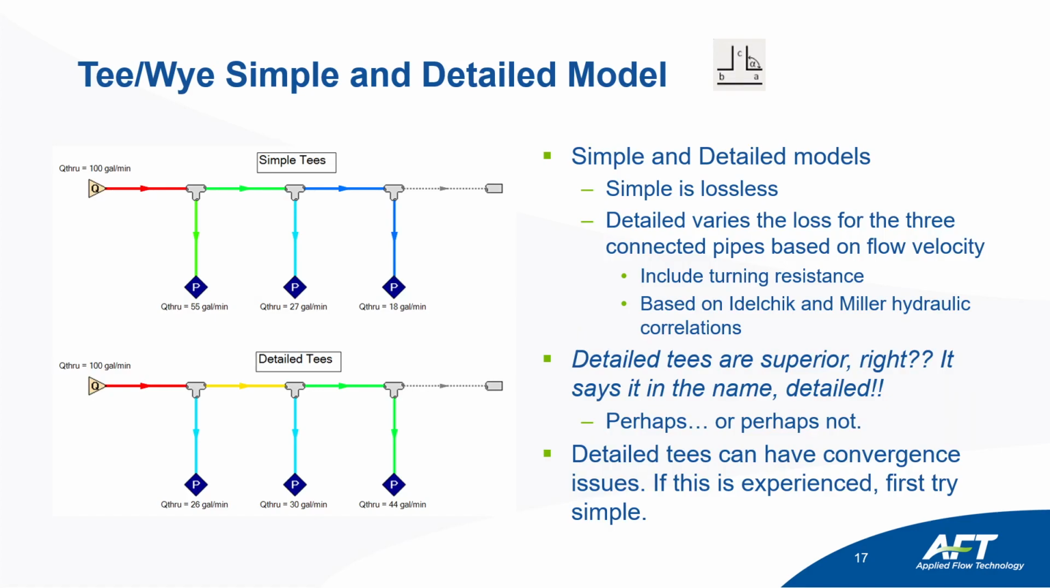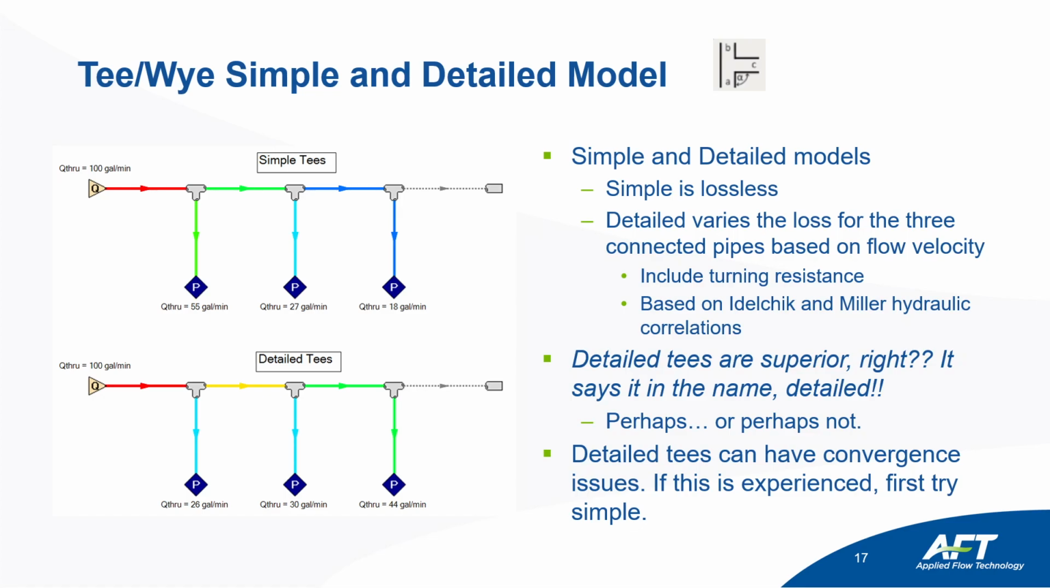Everyone's favorite, T-junctions. We have simple and detailed models, and they can tend to be quite wacky, shown by our little rotating T-junction here. We have a simple and a detailed model. Simple is going to be lossless. There is no hydraulic loss across it. And then there's going to be a detailed variation where the loss of the 3 connected pipes will be based upon the flow velocity for that pipe. This is really good because it will include the turning resistance. This is going to be based upon Idelchik and Miller hydraulic correlations.